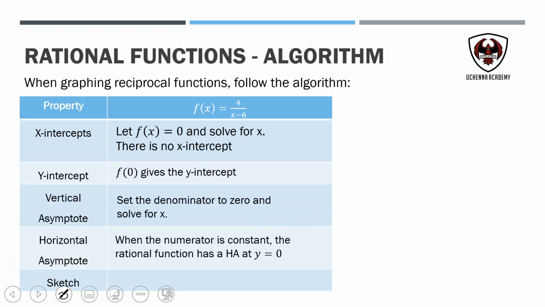Horizontal asymptote, here's the first shortcut that we'll need for the unit. When the numerator is a constant, meaning just some number, doesn't matter what the number is, the rational function has a horizontal asymptote at y is equal to 0. So that's always the case. So that's awesome. We don't have to do that 5-step process. We can really just say y is equal to 0. And then we can go ahead and sketch.